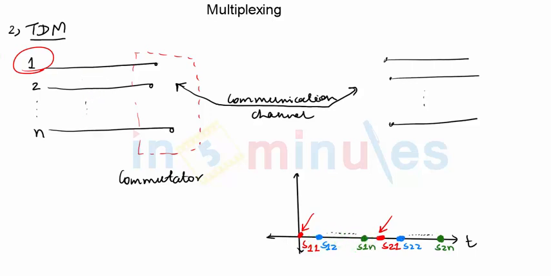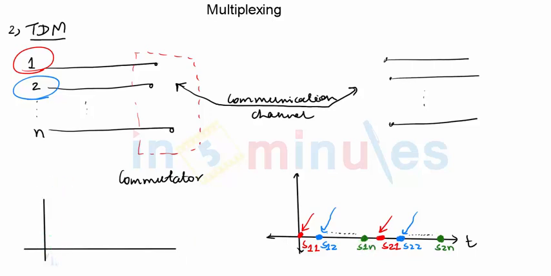How are we transmitting signal number 2? For signal number 2, we are also transmitting it in the form of samples. And in between two samples of the same signal, we have samples coming from other signals. So in simple words, what are we doing in this case? We are dividing the time axis.